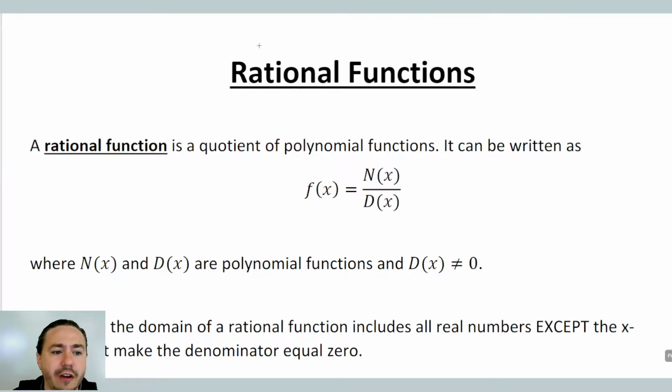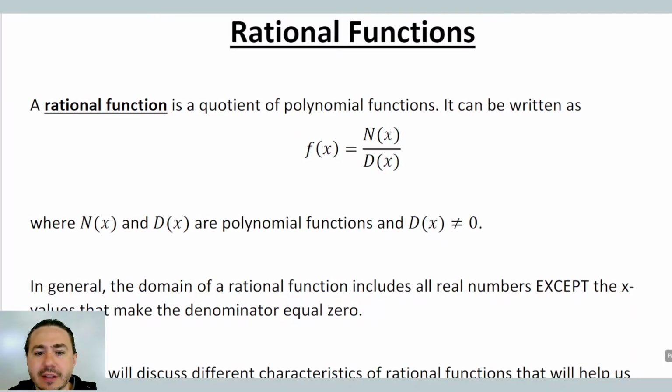So just to define what a rational function is, a rational function is basically like a big fraction where both the numerator and the denominator are polynomials. So they can't be like square root functions or absolute value functions. They have to be polynomials in order to be considered a rational function.